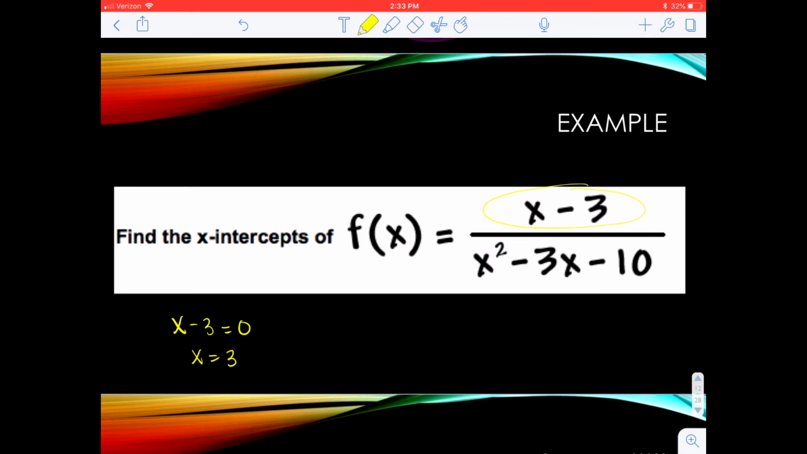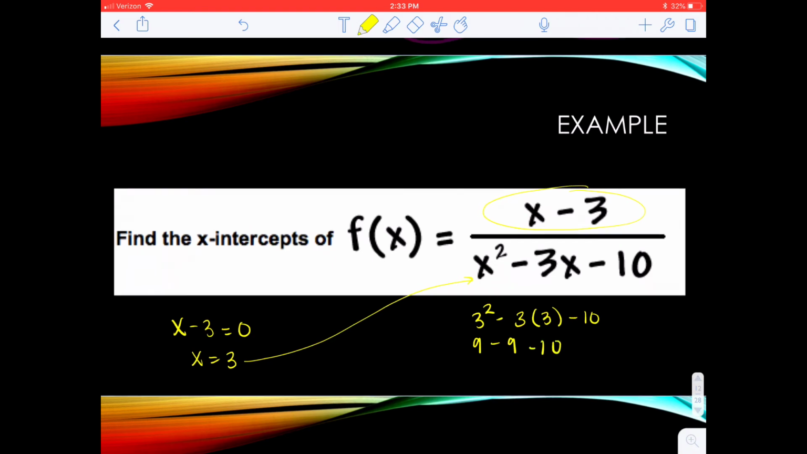The only thing I want to check is that if I get a number in the denominator that makes it equal to 0, then that's not good either. So I'm going to quickly check 3 in the denominator to make sure it doesn't make the denominator equal to 0. This ends up being 9 minus 9 minus 10, so it ends up being negative 10. And that's okay. I'm allowed to have any negative value in the denominator. Therefore, this is allowed to be my x-intercept.